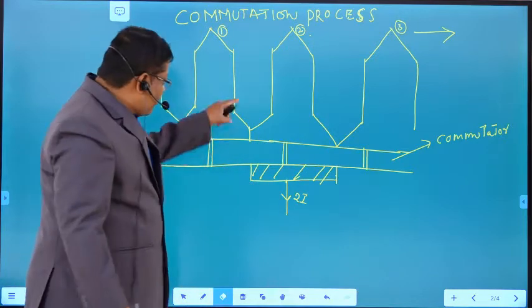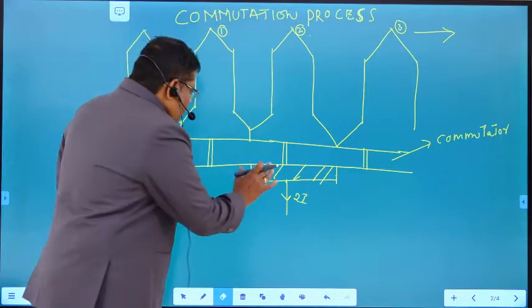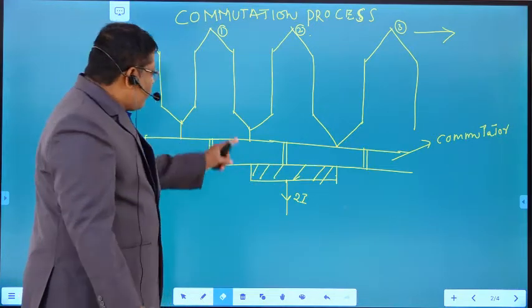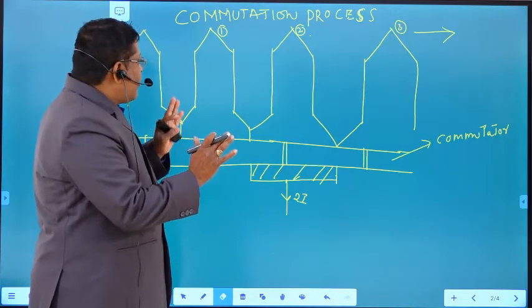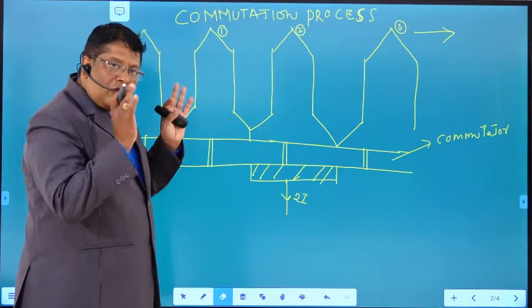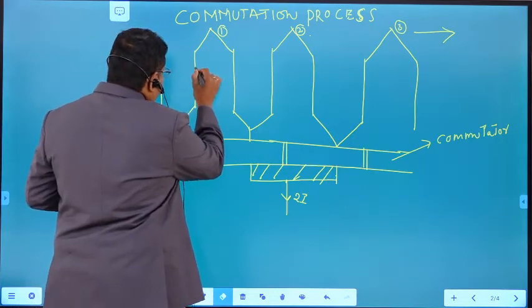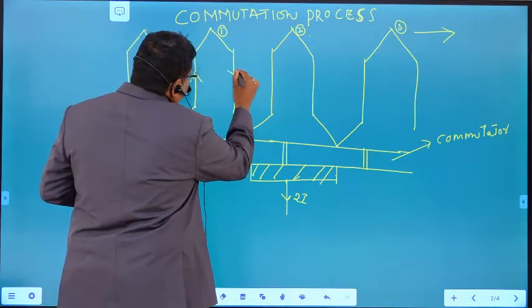That is short circuited in this manner. See here, this position we have taken as the initial position. When it is rotating, some amount of voltage will be induced in all the coils which are carrying a current. See here, this is the direction of the current in the coil.